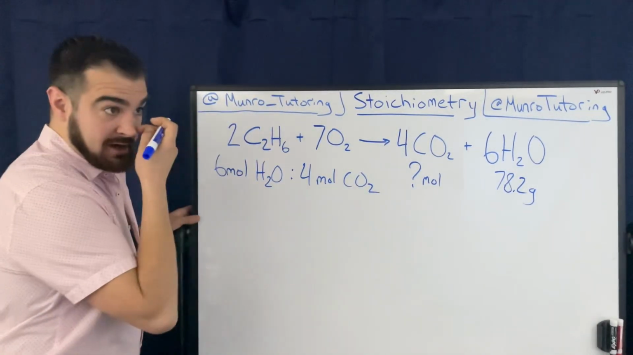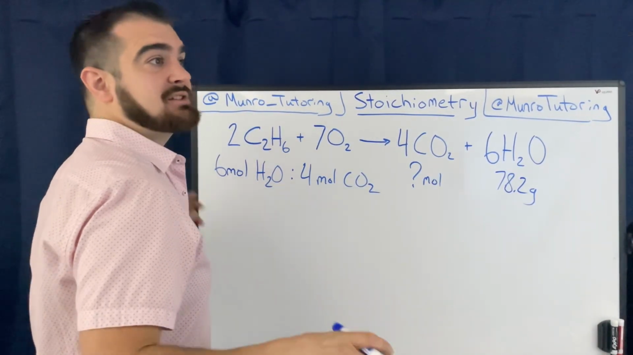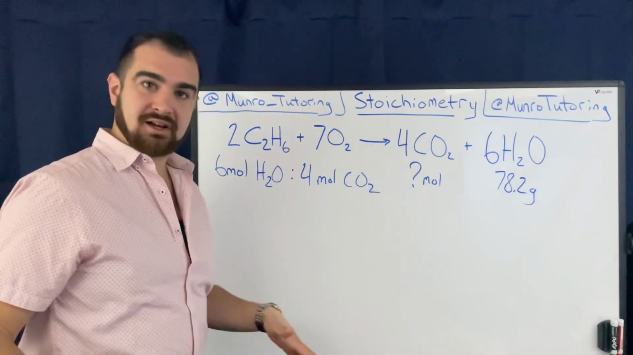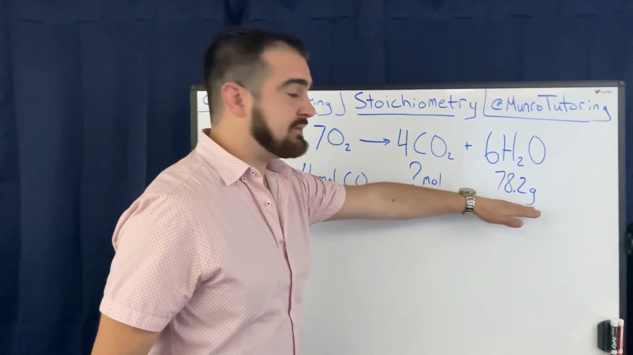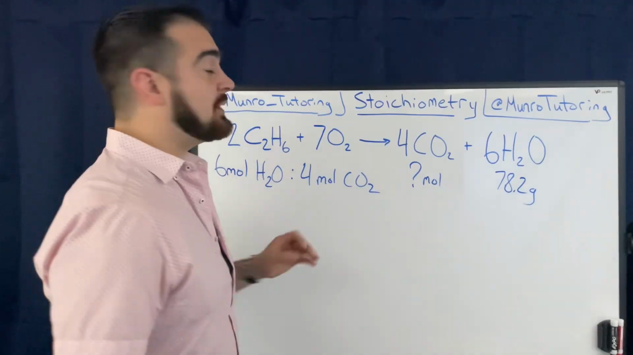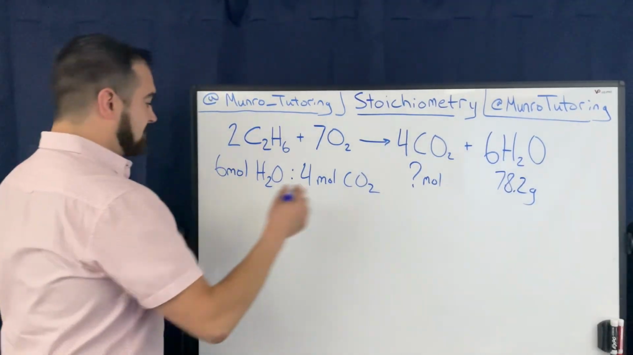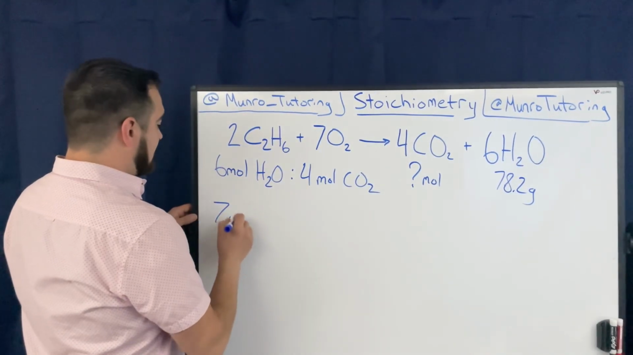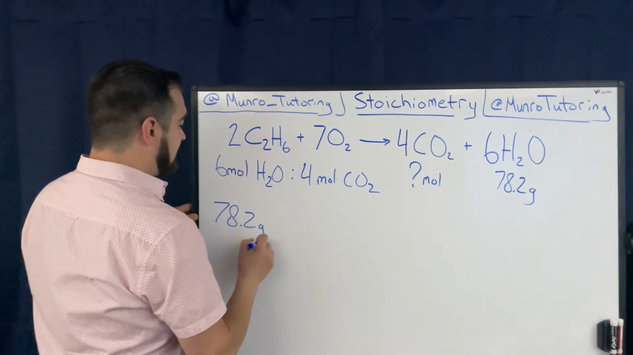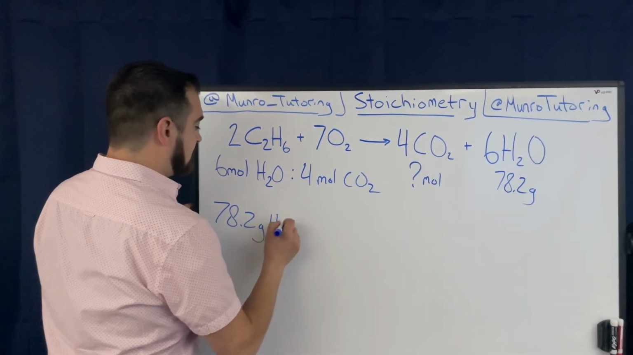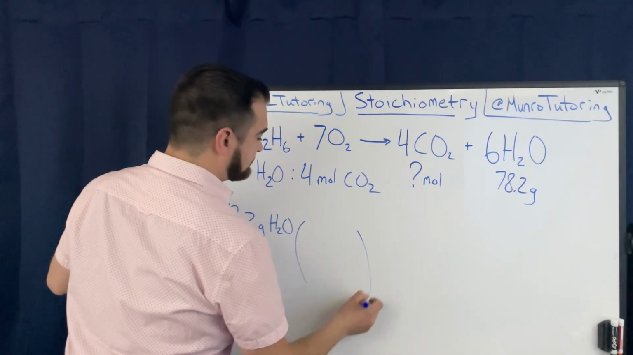Okay, now with that written down, let's start the problem how we do every time, which is we take the given information and we put it to the left and we label everything properly. So we're going to start with 78.2 grams of water, and we're going to put a parenthesis here.